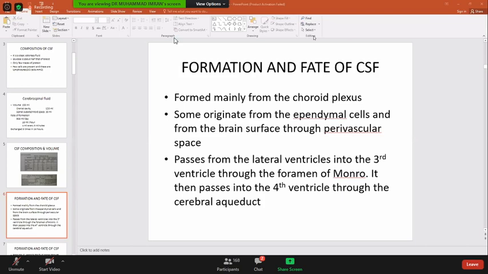Miss Hira Iqbal, most common shunt complication I have told you is shunt infection, and once there is infection, you have to remove the VP shunt completely.